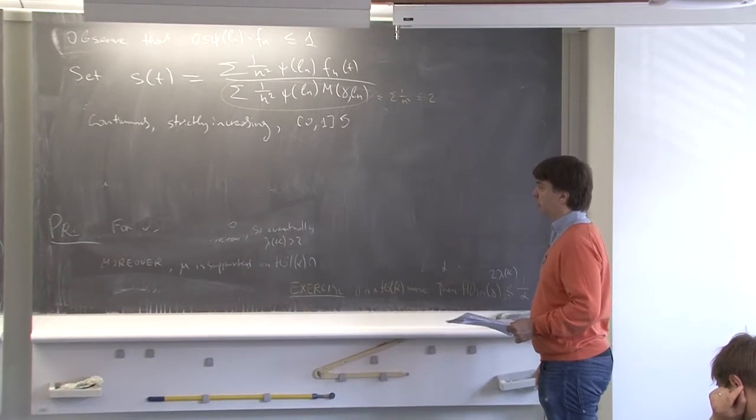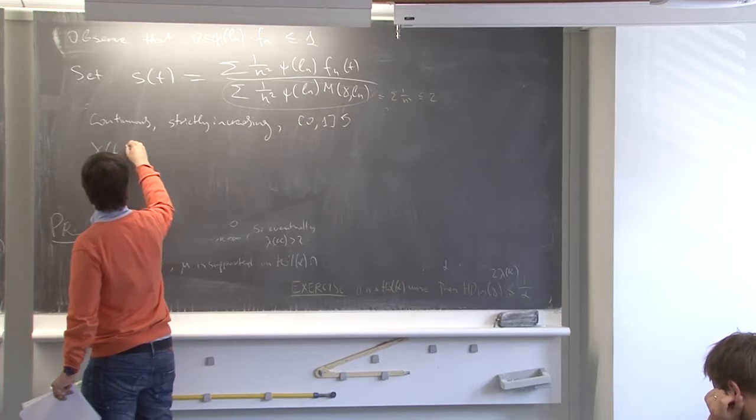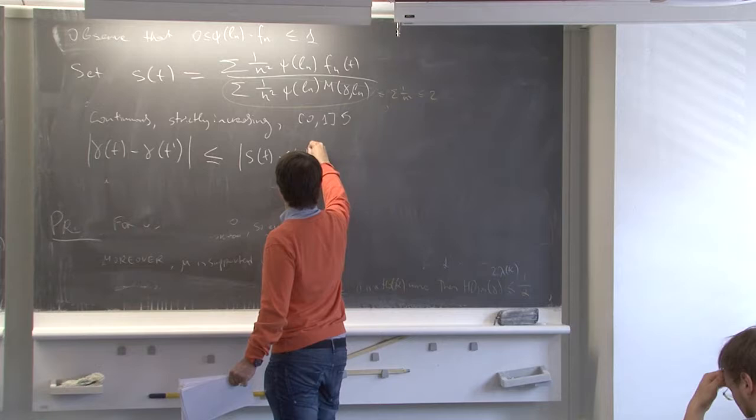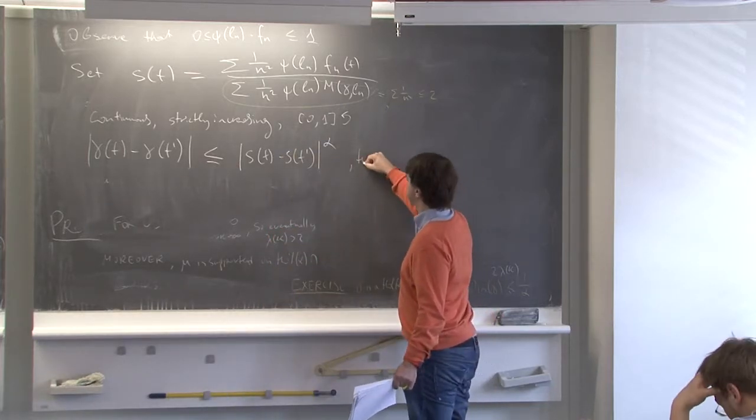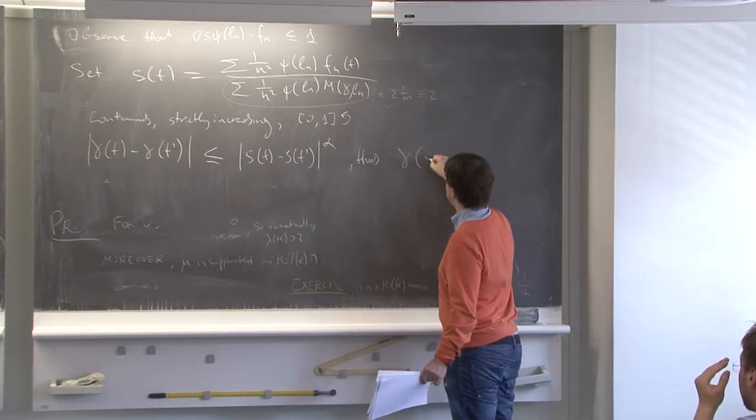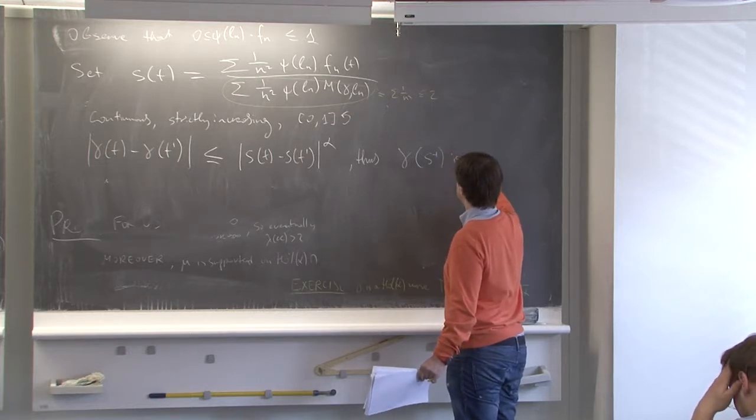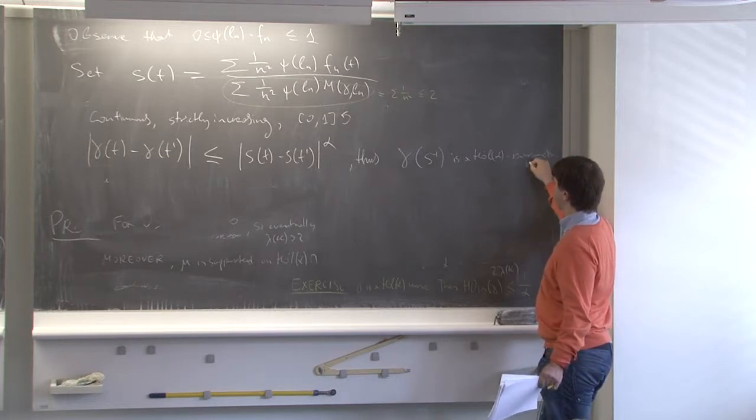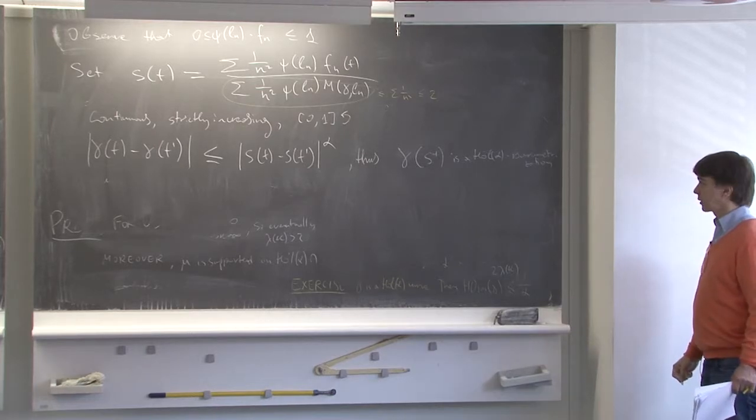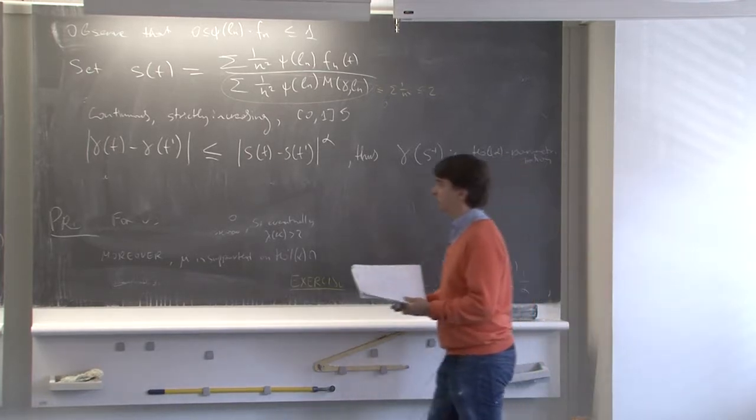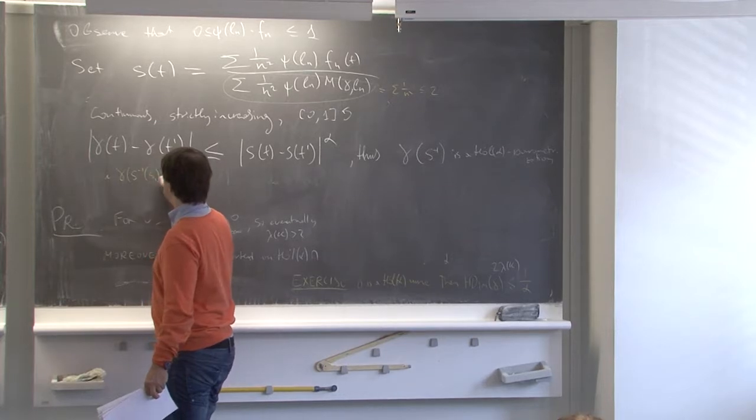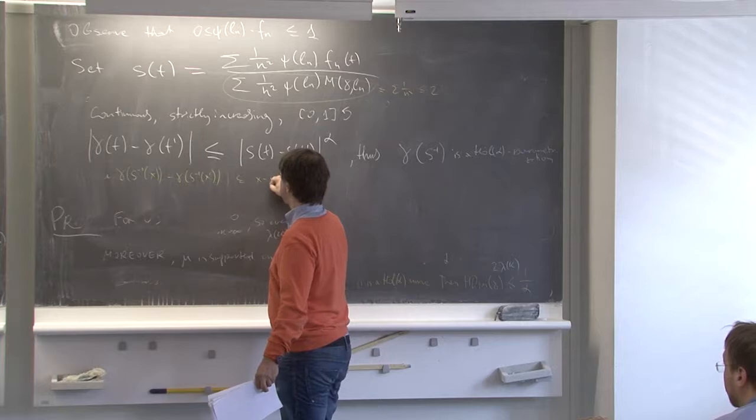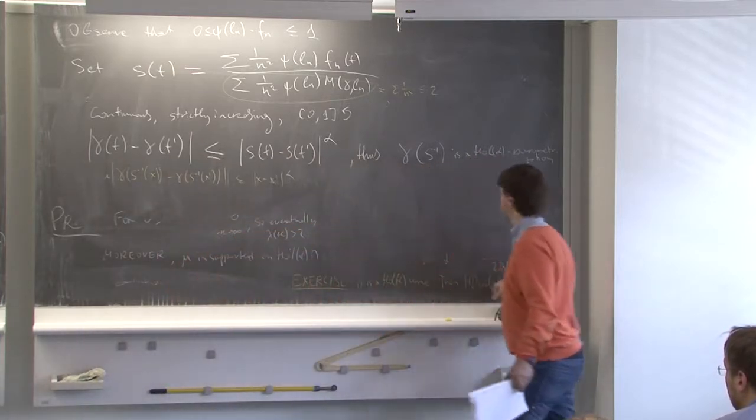So what I claim is that gamma of t minus gamma of t prime is no more than s of t minus s of t prime to the power alpha. Thus gamma of s inverse is a Hölder alpha parameterization. This inequality is the same as saying that gamma s inverse of x minus gamma s inverse of x prime is no more than x minus x prime to the power alpha. So gamma is a Hölder alpha parameterization.